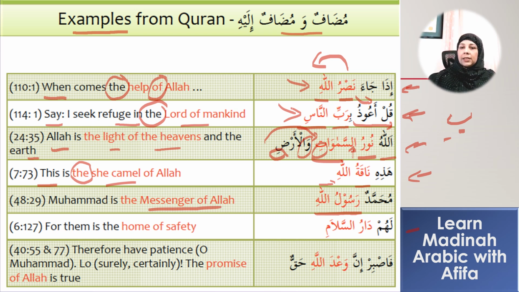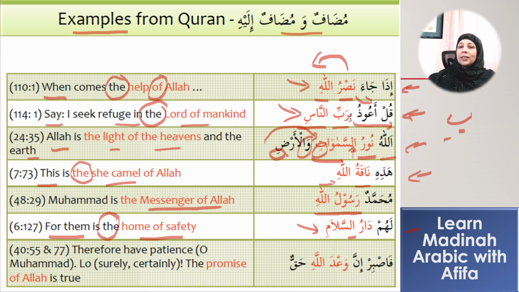The next verse is Lahum Darus Salami. For them is the home of safety. Daru is the mudaf, it means home, and as-salami is safety, and it is the mudaf ilayhi bearing the kasra. It bears the al here, but daru is also definite with the da. But mudaf is not going to have the al in front of it. So Darus Salami.